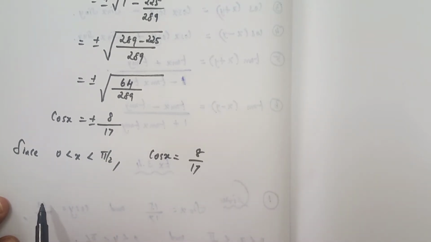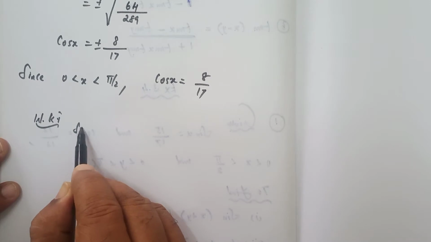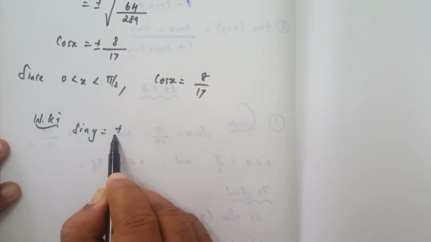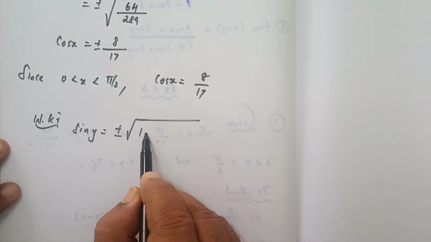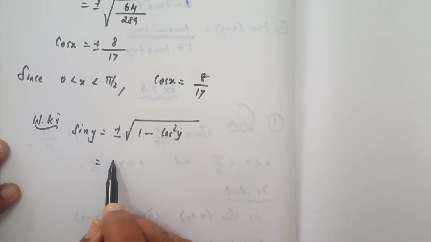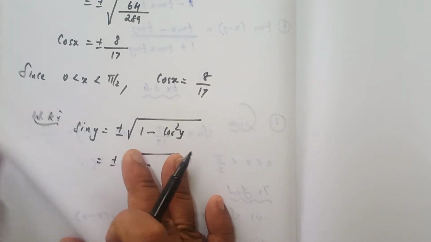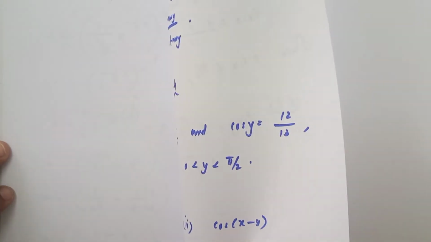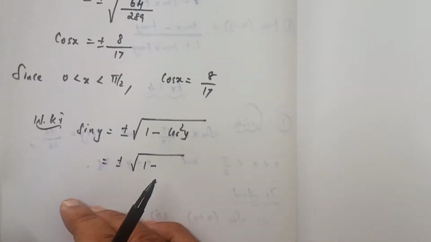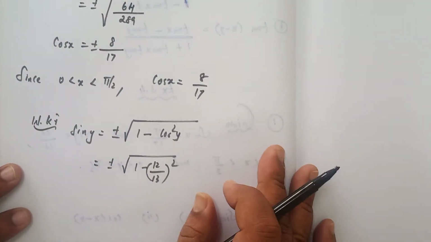Now you have to find out sin y. We know that sin y is equal to plus or minus square root of 1 minus cos square y. That is equal to plus or minus square root of 1 minus cos y, that value is given in the question. Cos y is equal to 12 by 13, 12 divided by 13, the whole square.